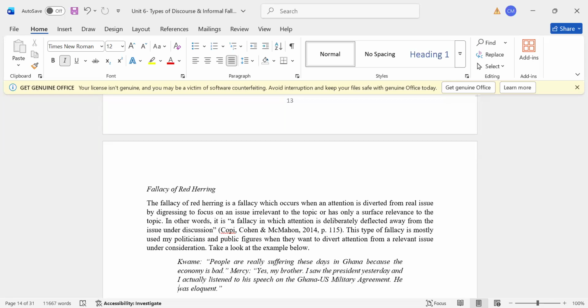You also commit it unintentionally in the exam. They ask you a question, you deviate. The topic is not about what you have provided. You provide an answer which has nothing to do with the question. So it's more like a deviation.